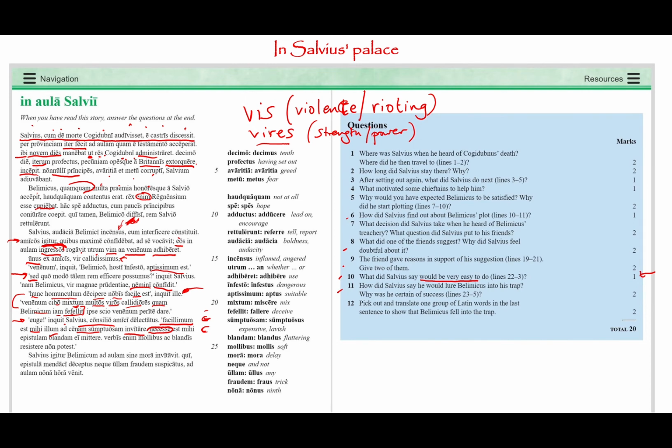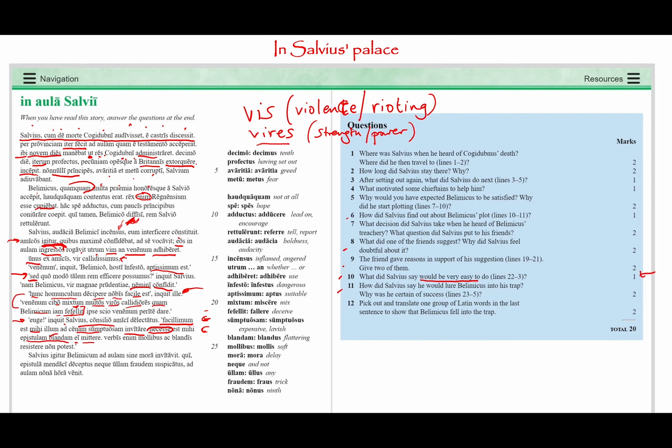It is necessary for me to send a blandam epistolam to him. Blandam: kind, nice, flattering. We get the word bland from it, which means slightly featureless and boring, but modern English has come a long way from its root meaning. Flattering, nice, tempting, I suppose you might say. So part 1 of question 11, how did he say he would lure him into the trap? He would send him a flattering letter.